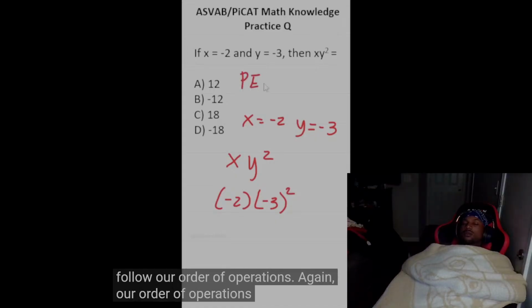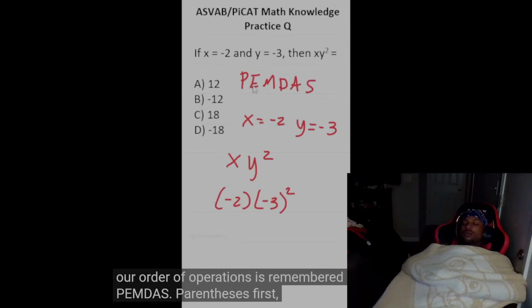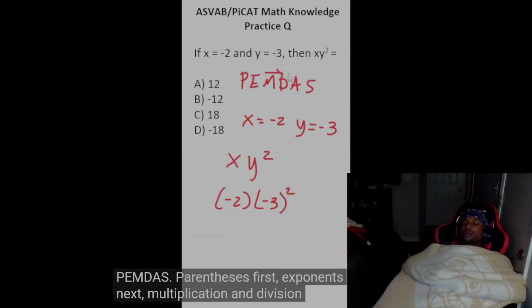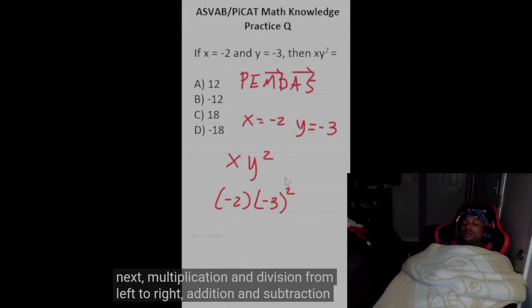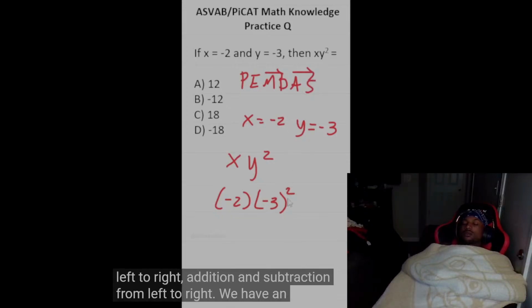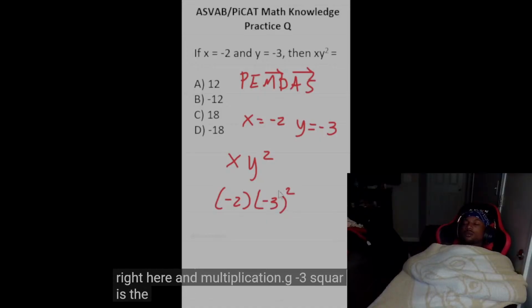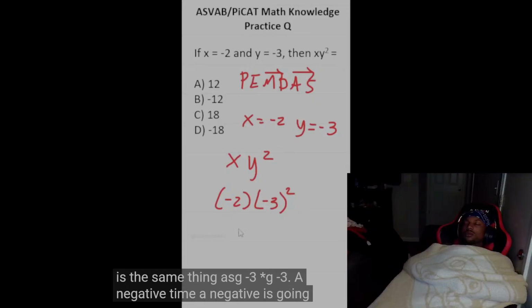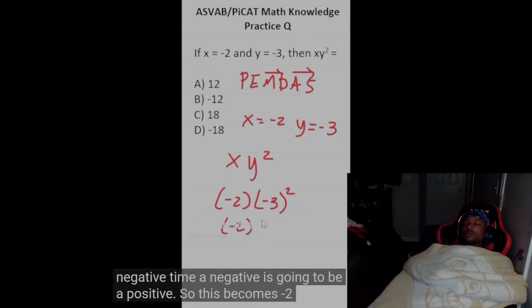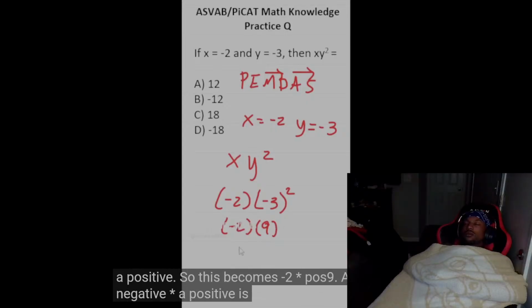Let's go ahead and follow our order of operations. Again, our order of operations is remembered by PEMDAS. Parentheses first, exponents next, multiplication and division from left to right, addition and subtraction from left to right. We have an exponent right here in multiplication. -3 squared is the same thing as -3 times -3. A negative times a negative is going to be a positive, so this becomes -2 times +9. A negative times a positive is going to be a negative, so this is -18.